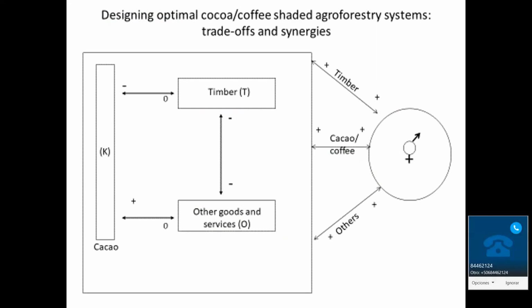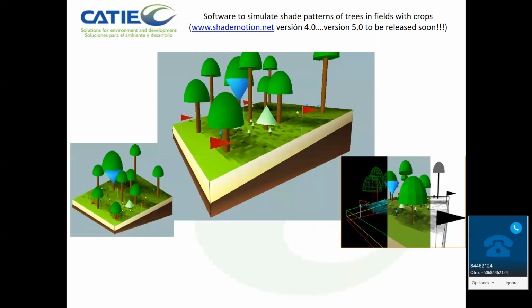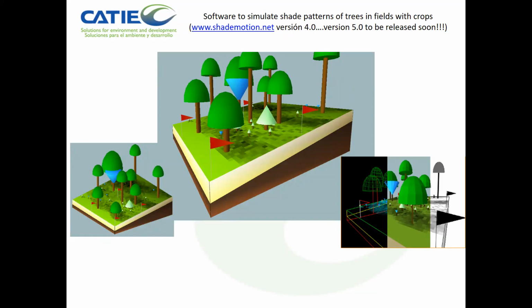This is my baby now. This is the thing that I'm doing presently. This is my focus of research. We have some tools here at CATIE. Together with other researchers and friends, mathematicians and computer science specialists, I have designed this software. It's called Shade Motion. You can download it from the internet. Version 4 is on the internet. It has an interface in Spanish and English.